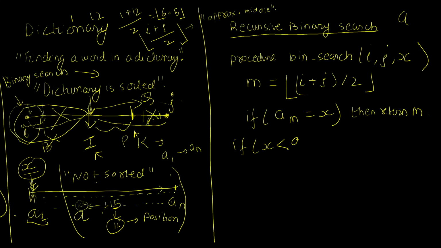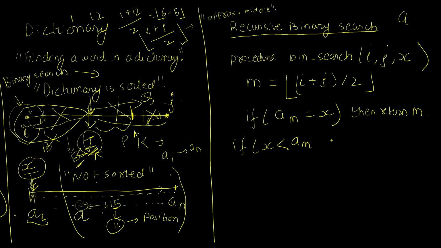If x is less than a of m, this means that the value that I'm searching for is less than the value that I found. So I was looking for a word with E in the dictionary, but I turned and I found I. So I'm comparing this I with this E. And in this case, E is less than I. This is exactly the same as saying x is less than a of m. And in this case, I only want to look at the left half of the dictionary because my word with E cannot happen on the right half.